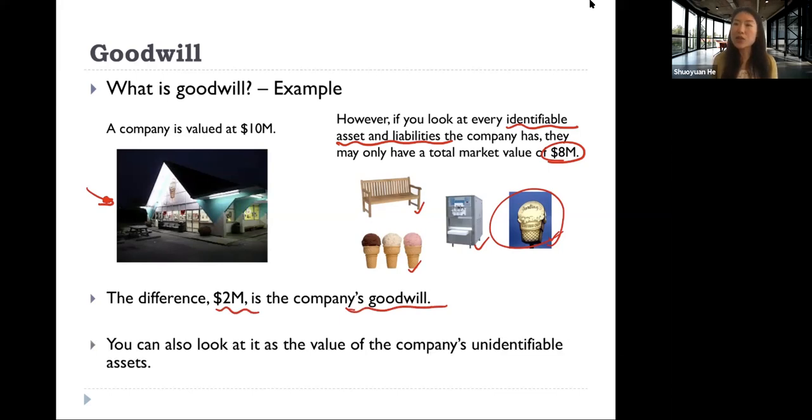Another way to look at this is as the value of the company's unidentifiable assets. Someone's willing to pay $10 million to acquire this shop. However, if you look at everything the firm has and you add them up, it only gives you $8 million. And if you are asking why would someone pay $10 million to acquire a firm where the sum of all of its identifiable assets is only $8 million, there can be a lot of reasons for that.